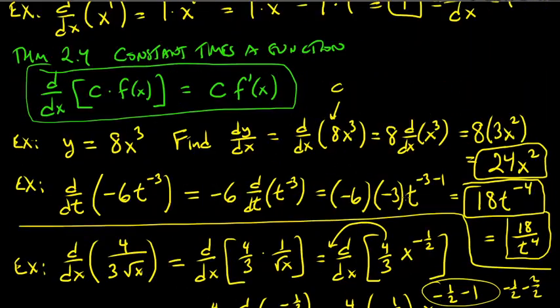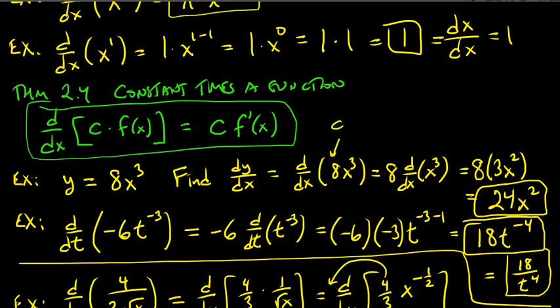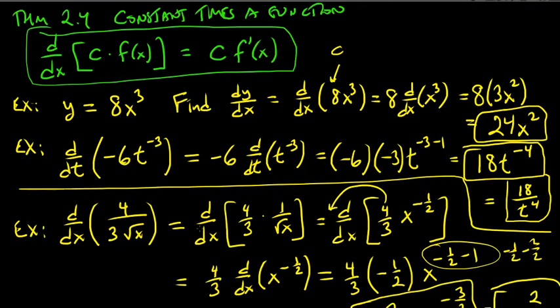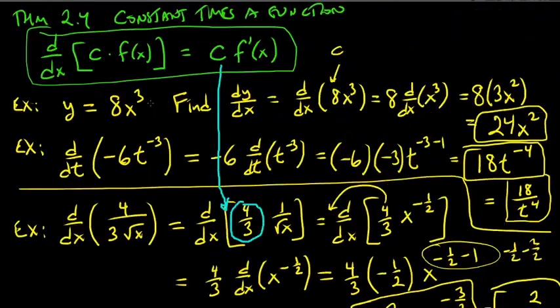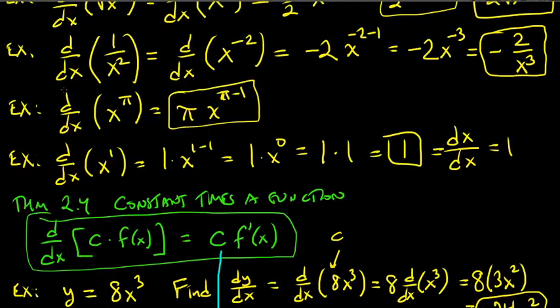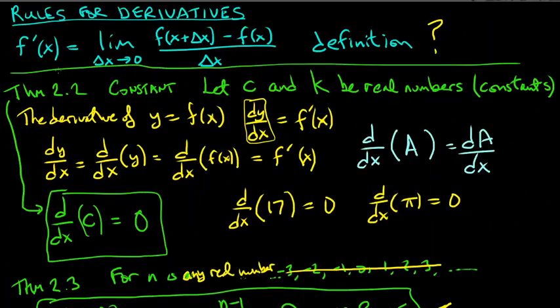Okay. So that's what you have when you have a constant times a function. Even if that constant is a fraction like 4 over 3, right? Could be any real number. Could be your c here, right? So I hope that helps. So let's move on to the next rule. And I think I'm just going to clear this and start all over.